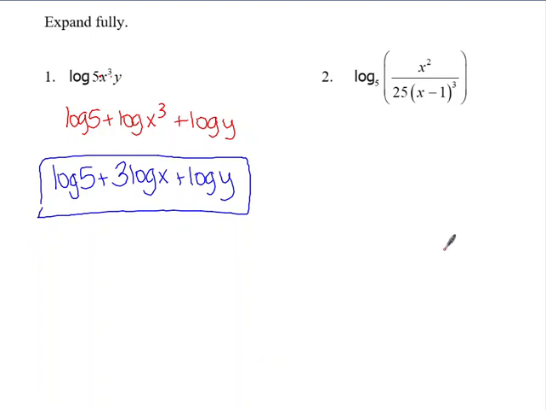If we look at our second example, we have log base 5 of x squared divided by 25 times (x minus 1) cubed. The first thing we want to do when we are expanding here is to expand this fraction using the quotient property. So I can make this log base 5 of x squared minus log base 5 of 25 times (x minus 1) cubed.